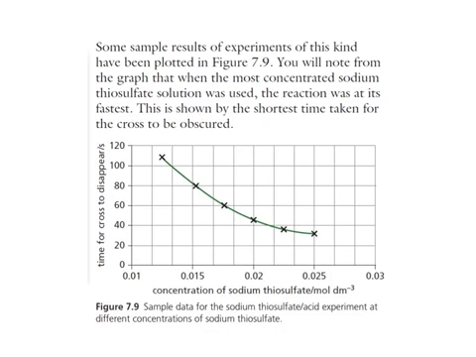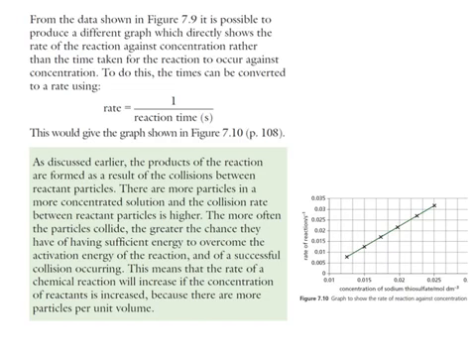As discussed earlier, the products of the reaction are formed as a result of collisions between reactant particles. There are more particles in a concentrated solution, therefore more collisions will be there. The more often the particles collide, the greater the chance that they have sufficient energy and give a successful collision. This means that the rate of chemical reaction will increase if the concentration of reactant increases.